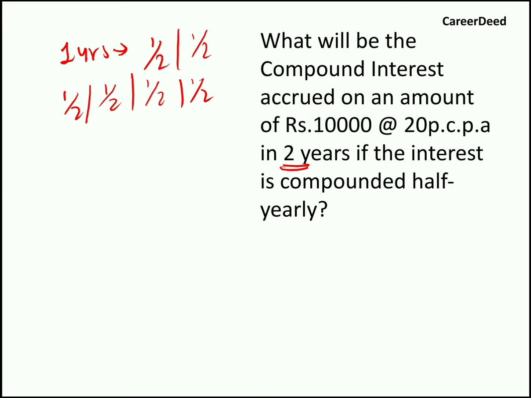For 1 year the rate of interest imposed is 20%. So for half an year it is 10%. For 1 year if it is 20%, for half an year it is 10%, because in question it is given half yearly. If it is quarterly, you have to divide this by 4. If it is monthly, you have to divide this by 12. Since it is given half yearly, you have to divide this by 2. You get 10% per half.